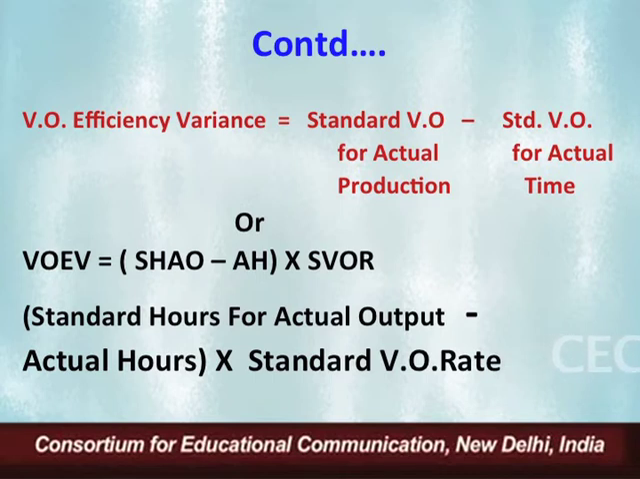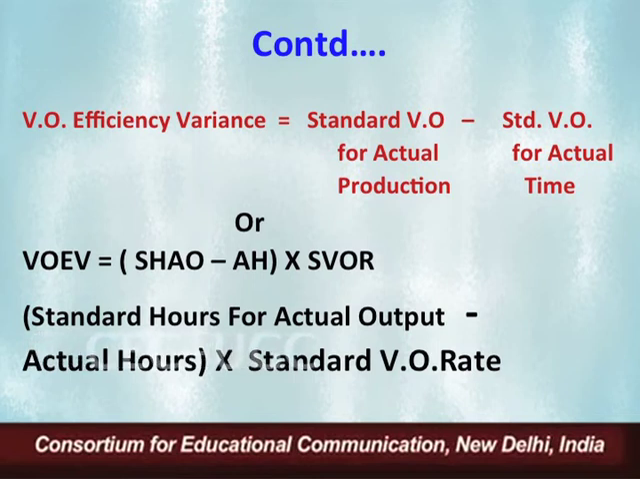Now here we find the difference between the standard variable overhead for actual production, and then we take the second part. In the second part also we are taking the same thing, the standard, but the difference is it is standard variable overhead for actual time. If I have to expand the formula, it becomes standard hours for actual output minus actual hours. Whatever the difference is, we multiply it with the standard variable overhead rate to arrive at variable overhead efficiency variance.